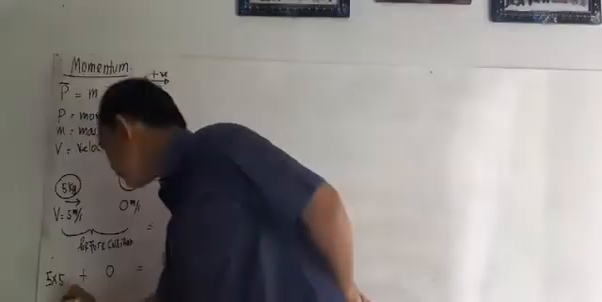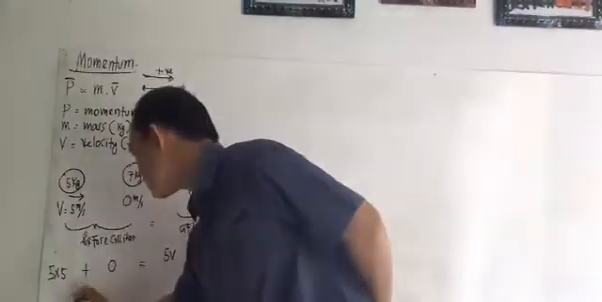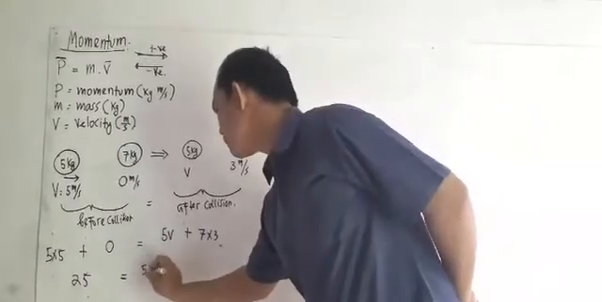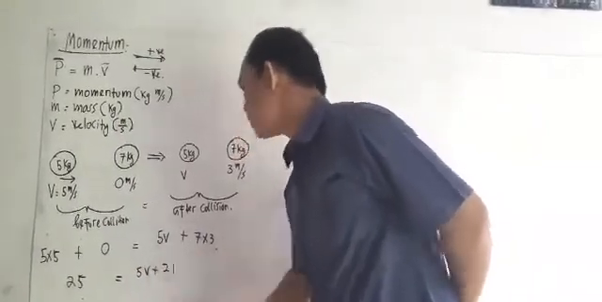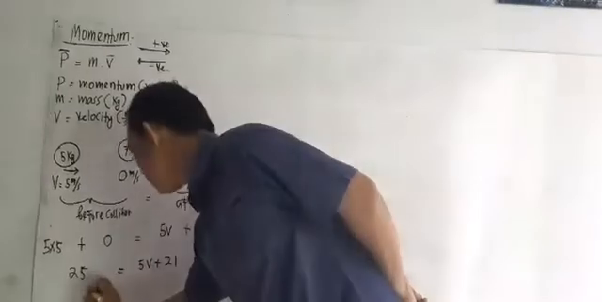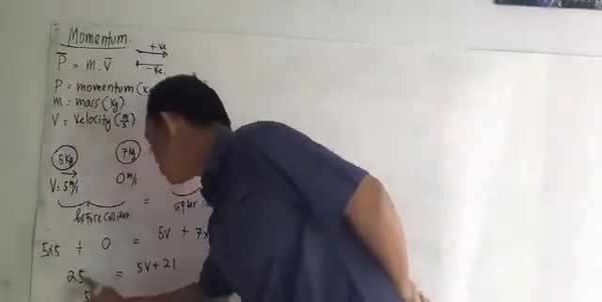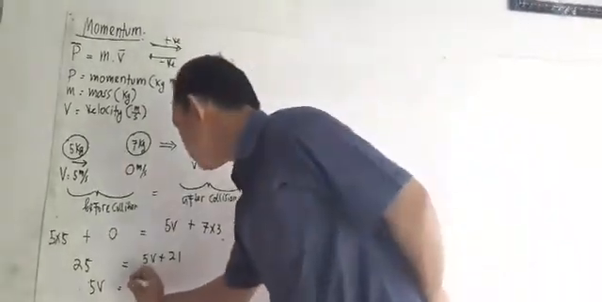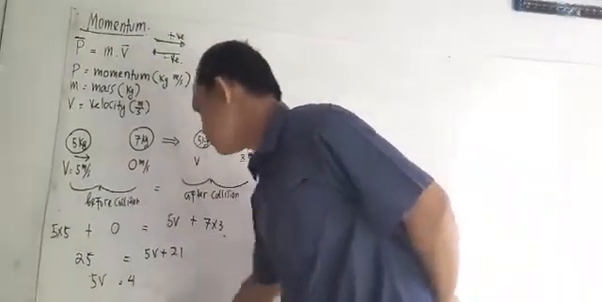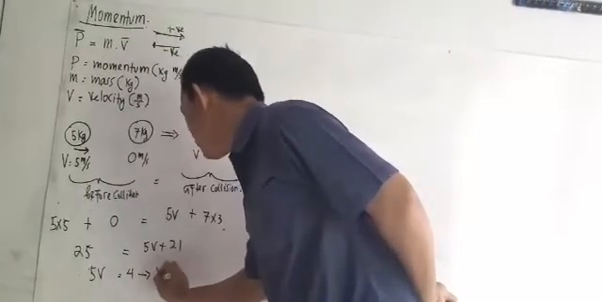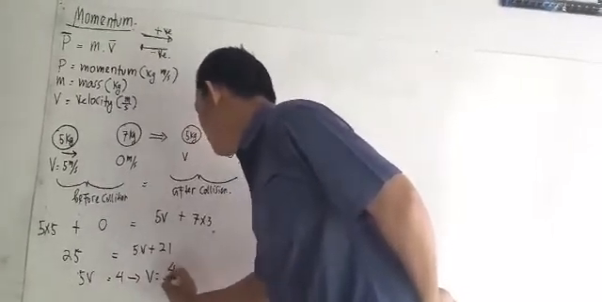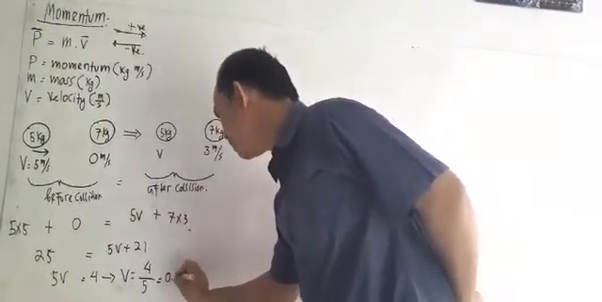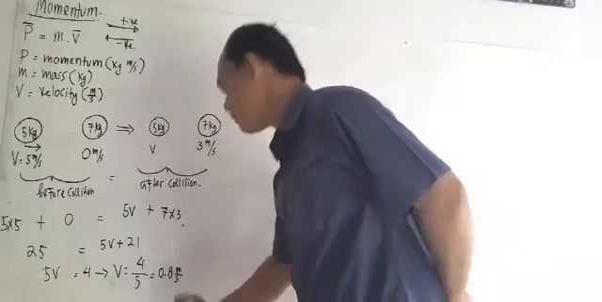So 5 times 5 is 25 plus 0 is just 25, which is equal to 5v plus 21. Okay? So the 5v is equal to 25 minus 21, which is equal to 4. So v is equal to 4 divided by 5, which is equal to 0.8 meter per second.